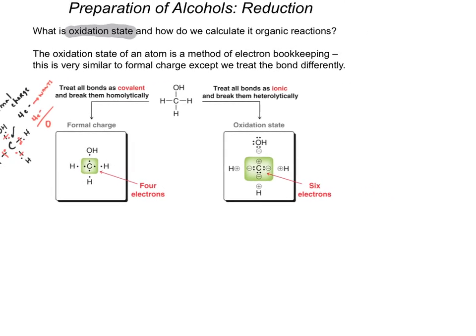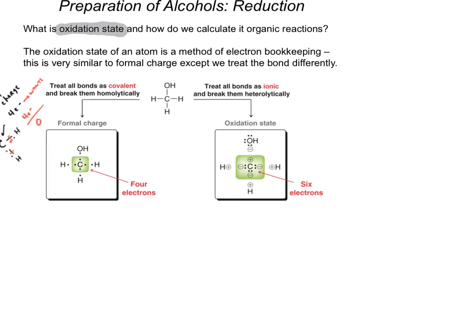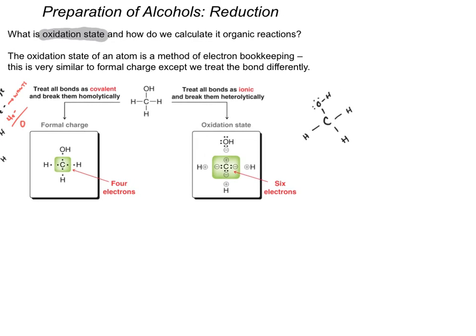Now we're going to go over here and talk about the same exact compound, methanol. How are we going to calculate the oxidation state for carbon, specifically in methanol? Same thing: we ask how many valence electrons carbon wants. Carbon wants 4 electrons around it.